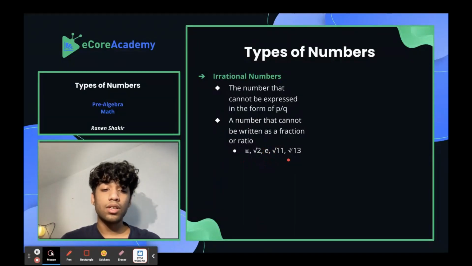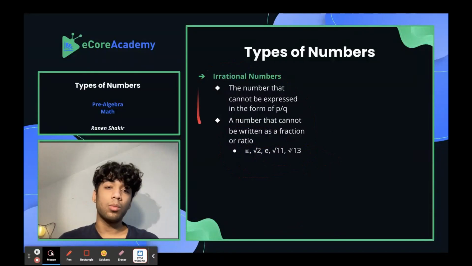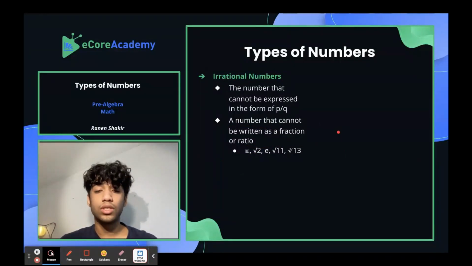The square root of 11 is an example, and the cube root of 13 is another example. These numbers go on forever, there's no end. Therefore, you cannot write them as a fraction or a ratio. We will talk about irrational numbers in this course. We will do operations and everything with them, especially when we get to the further chapters.